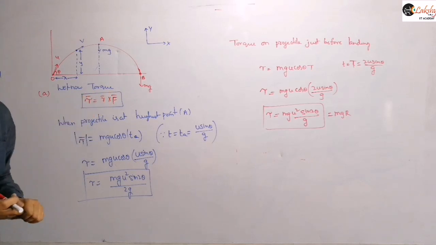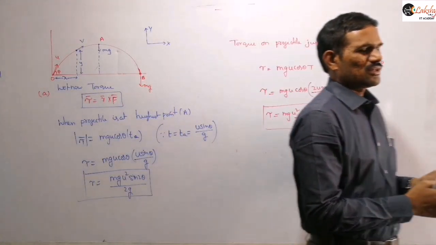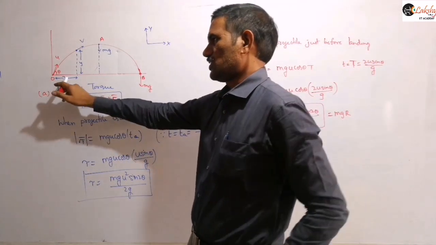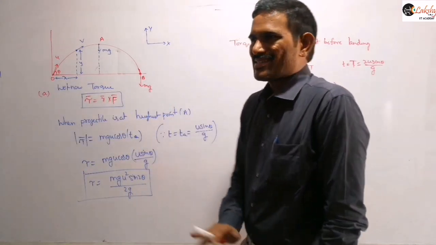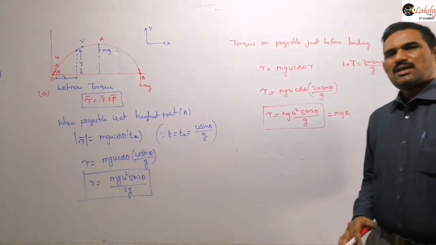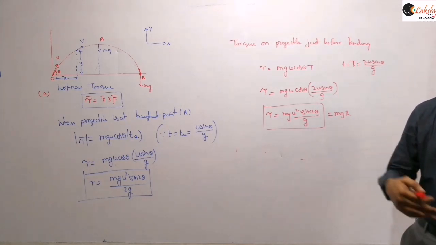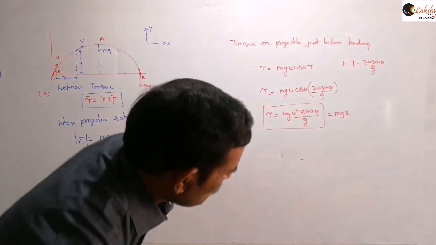And when it is at any instant of time, if they are asking, then you can use our general formula, mg into the horizontal displacement, mg u cos theta into t. So that is about the torque calculation in case of this projectile motion, right? And so now let us similarly discuss the angular momentum calculation here.